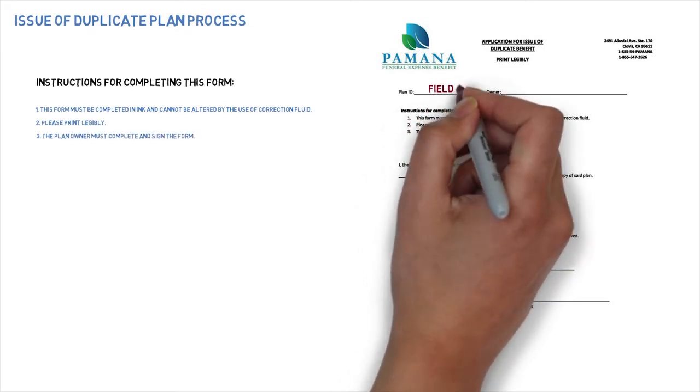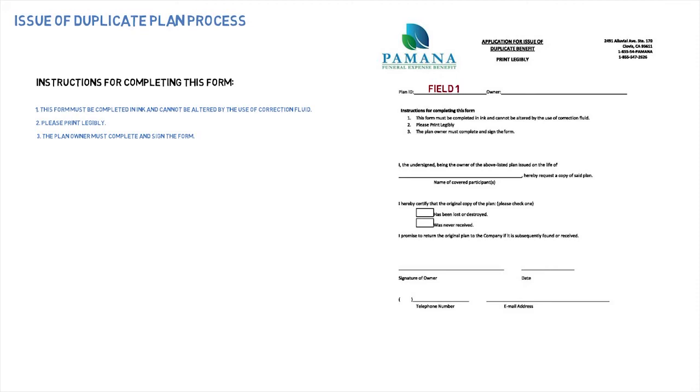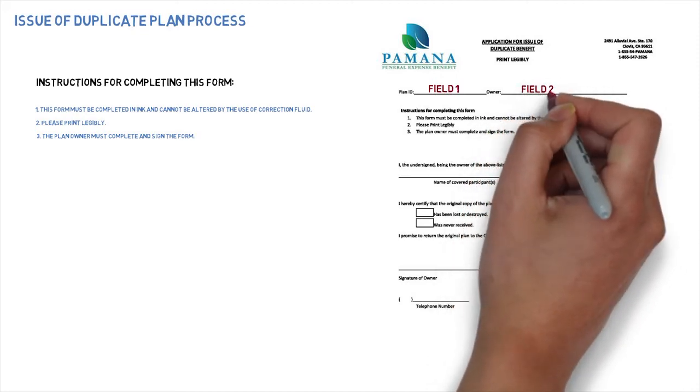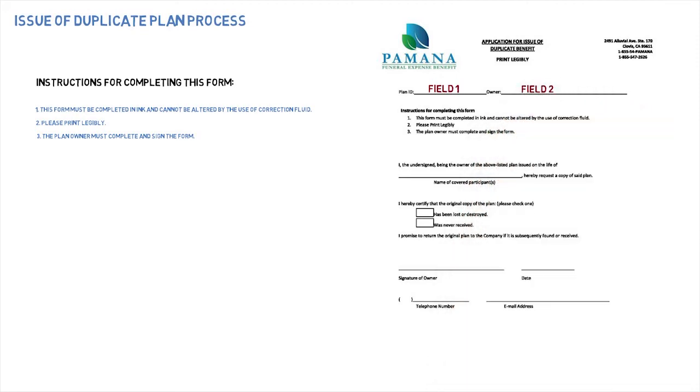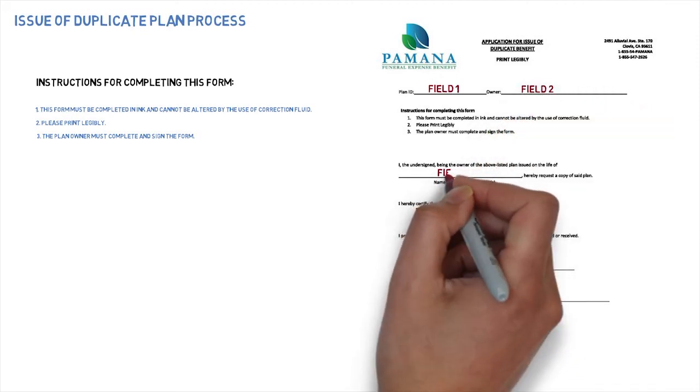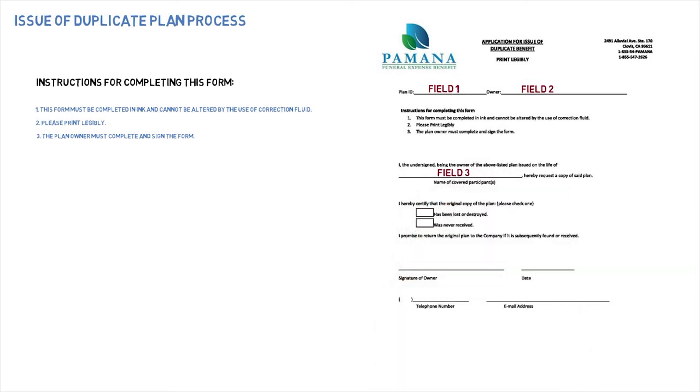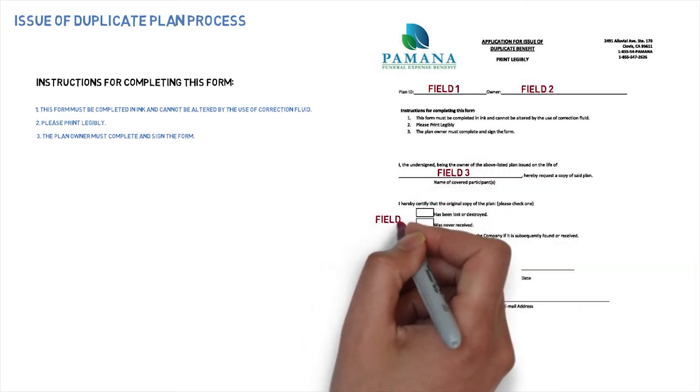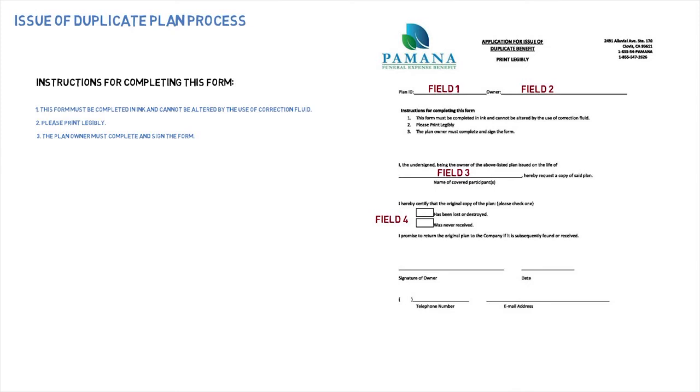The first field of the first line will ask the owner to provide the plan. The second field on the first line will ask the owner to provide their name. The field on the second line will ask the owner to provide the name of the covered participant. The fields on the third and fourth lines will ask the owner to indicate the reason for the request.